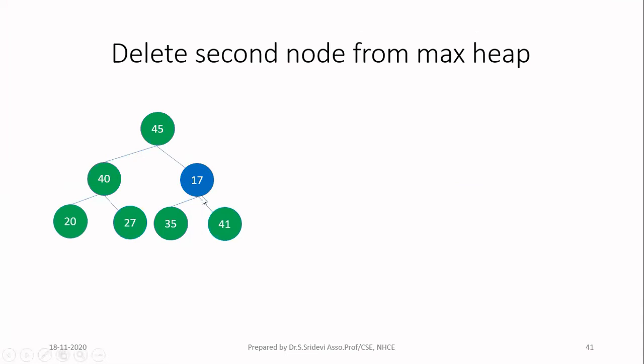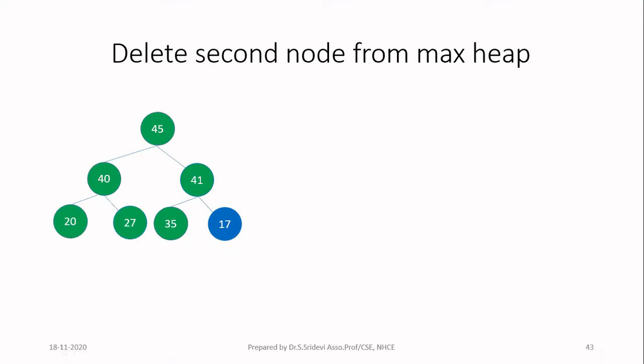So for that, again compare 17 with its children, because it is now the root of a new subtree. So you compare with its children again. Now out of the two child nodes, 41 is the largest one. So I am going to exchange 17 and 41. After the exchange is over, 41 will occupy its final position, but now 17 is the root of a new subtree. Now in that tree, again you have to check the property of the max heap. But this 17 is a leaf node, it is not having any children. So you can stop your process.